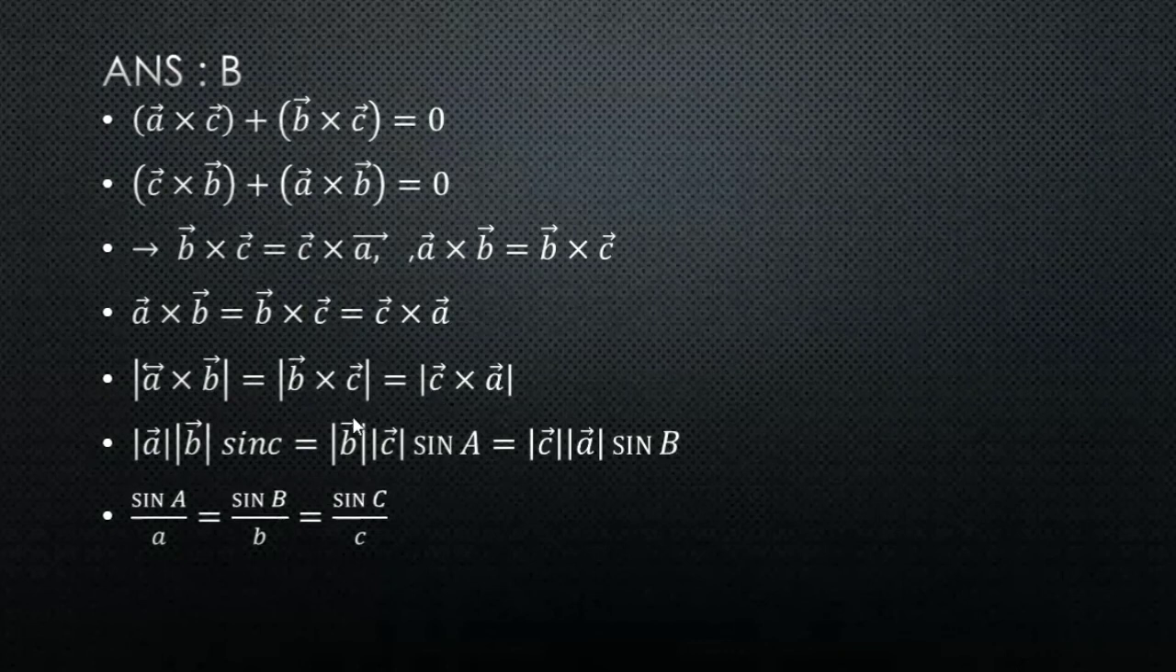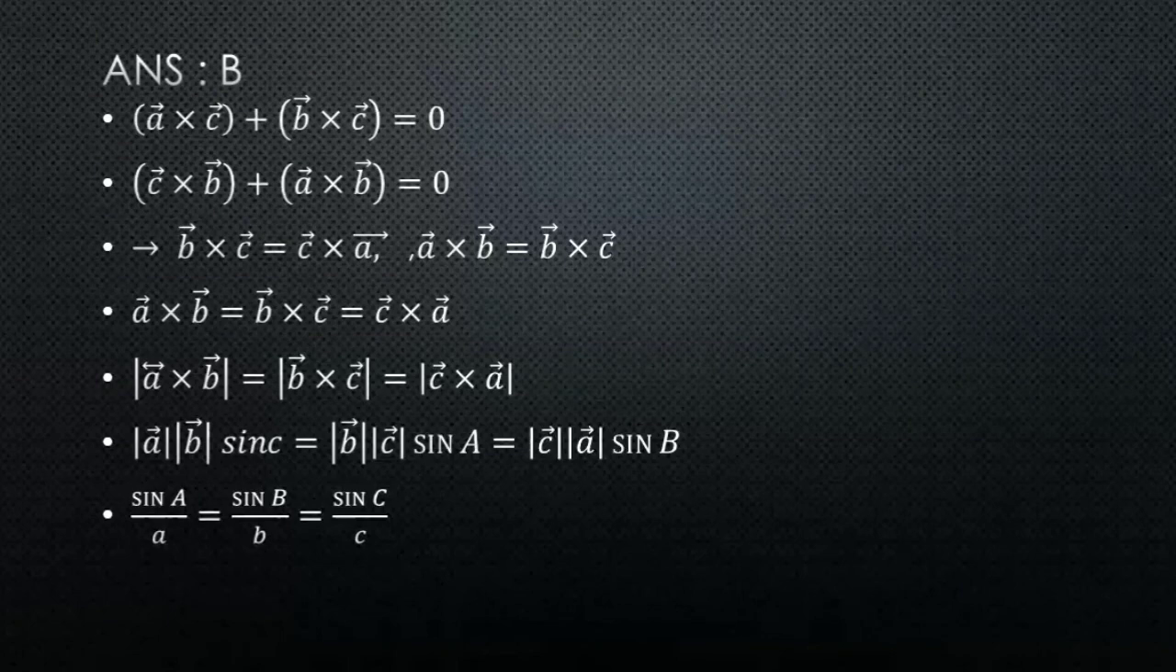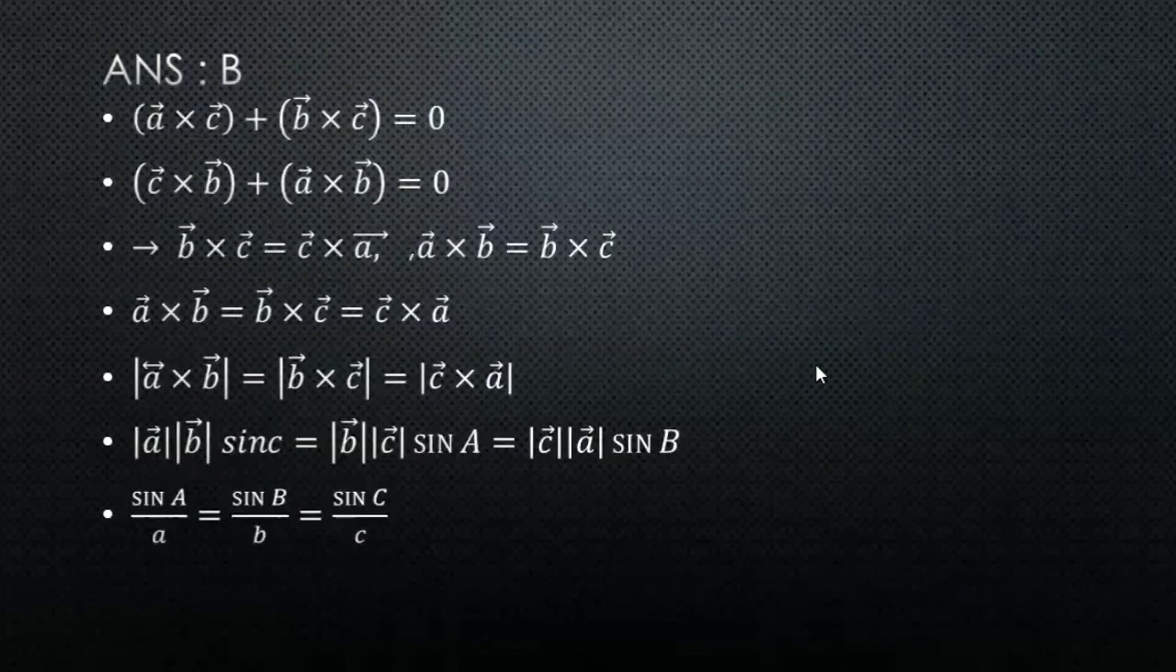So that you will get this as sine C by C. This is sine A by A and this will be sine B by B. So this represents the sine rule, I mean the triangle's sine rule. So by this we can say that A vector, B vector, C vector are the sides of a triangle. Here, see, the option is B, the sides of a triangle.